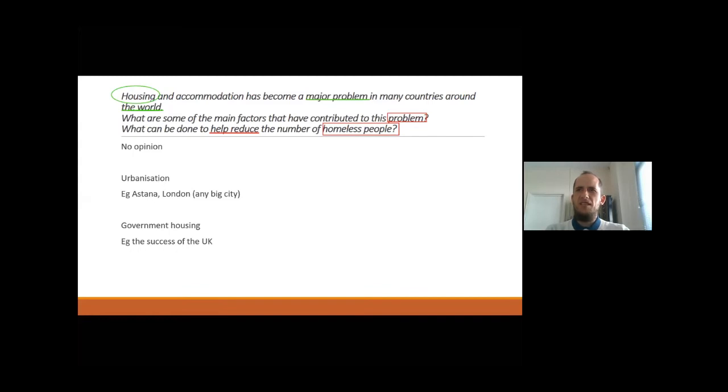So that's my example. So in your plan, that's what you're doing. You're really thinking through the question. You're highlighting those key words. You're making sure you understand the question. And then you're looking at coming up with your 2 ideas. Once I have these 2 ideas, all I'm doing is just putting the body together.